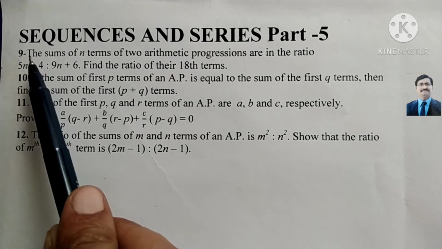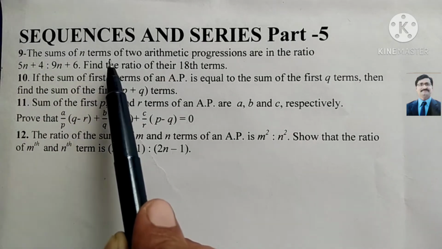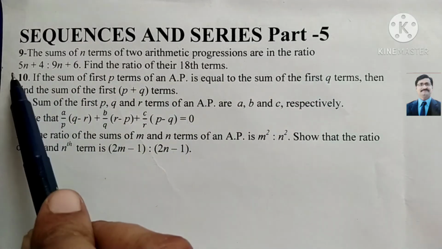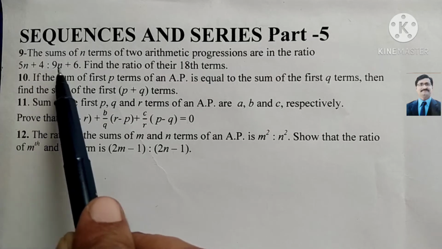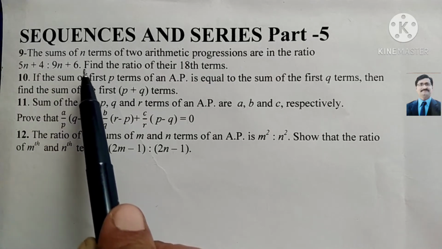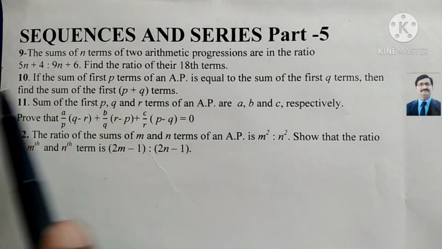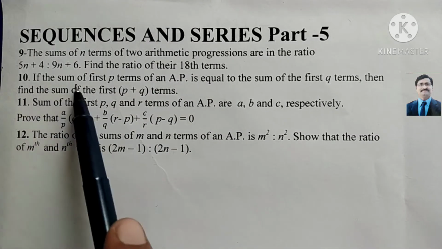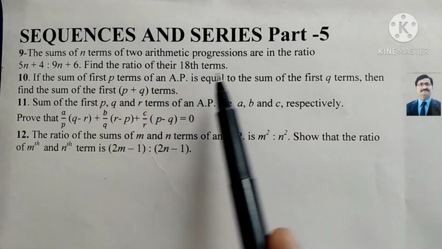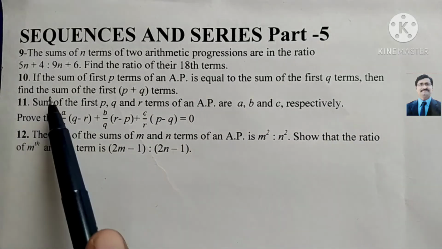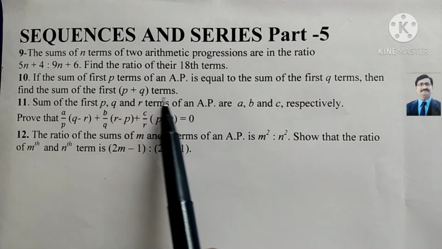First question: the sums of n terms of two arithmetic progressions are in the ratio 5n plus 4 to 9n plus 6. Find the ratio of their 18th terms. Next question: if the sum of p terms of an AP is equal to the sum of first q terms, then find the sum of first p plus q terms.